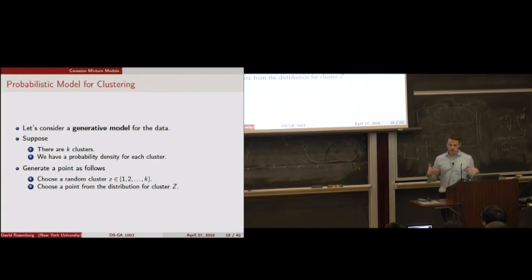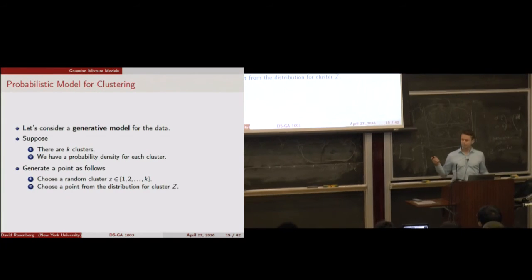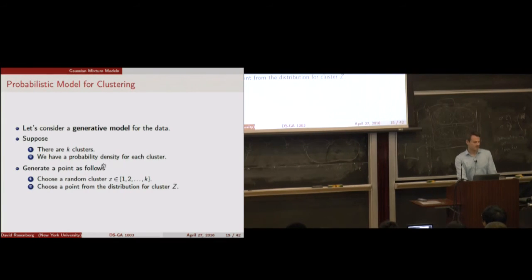So this is, in general, a probabilistic approach to clustering. We make a generative model for the data. That means we describe how data could be generated. Suppose we have k clusters, and here's the key step. For each cluster, we have a probability density for that particular cluster. So to generate a new point, we're going to discuss how we would actually generate the data that we're observing. This is called probabilistic modeling. We first choose a random cluster of the k clusters, and then we take the distribution associated with that particular cluster, and we sample a point from it.